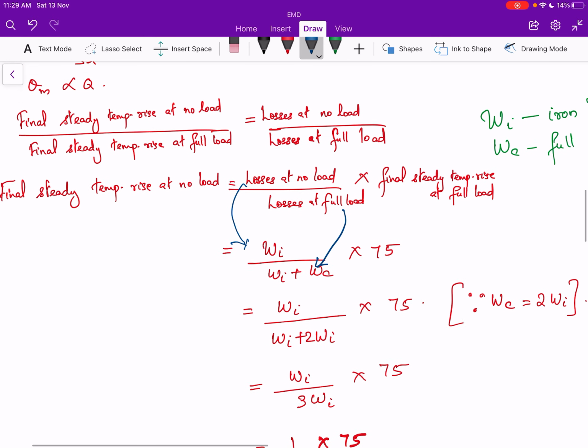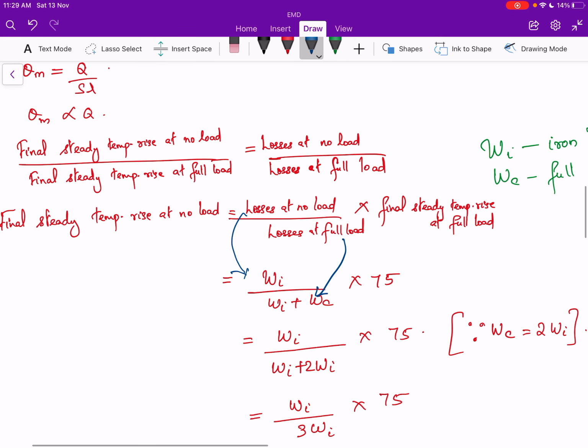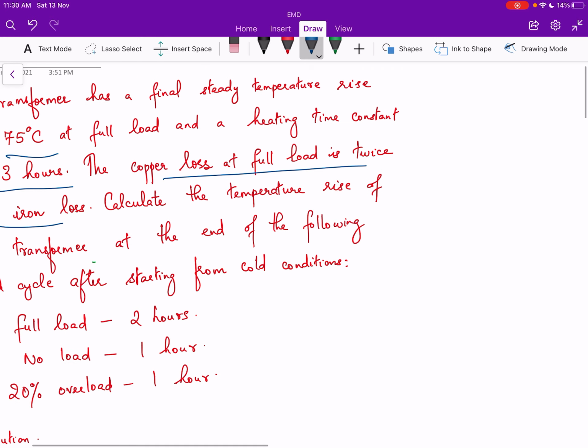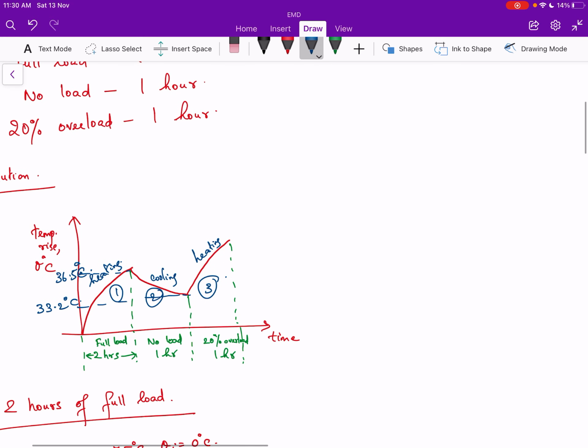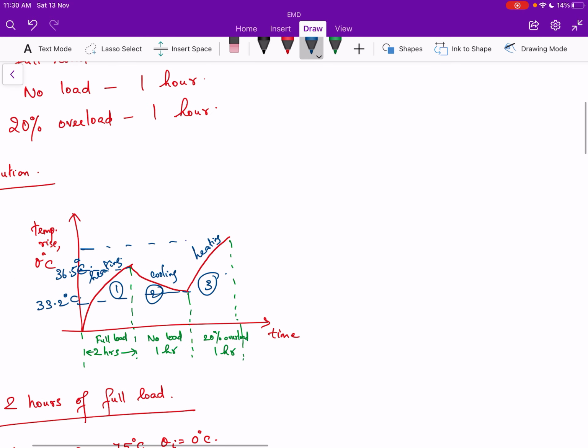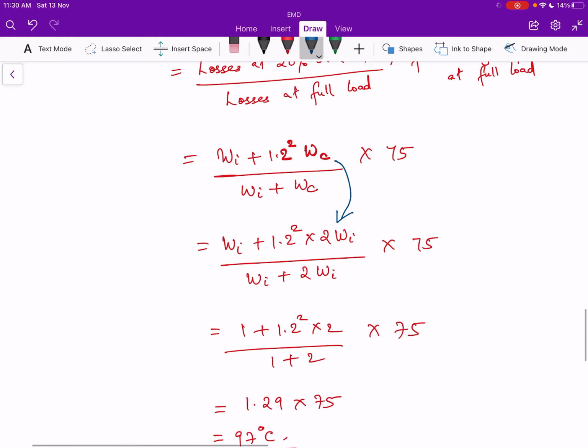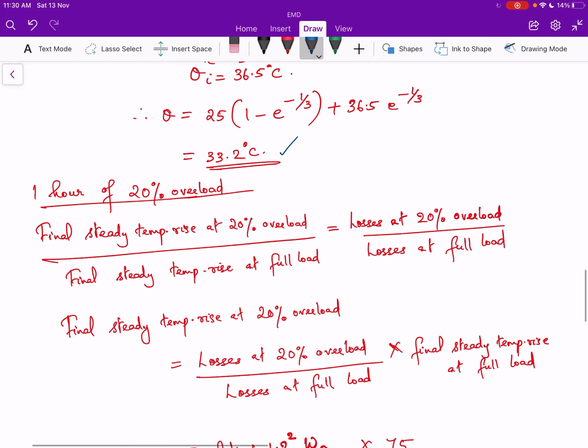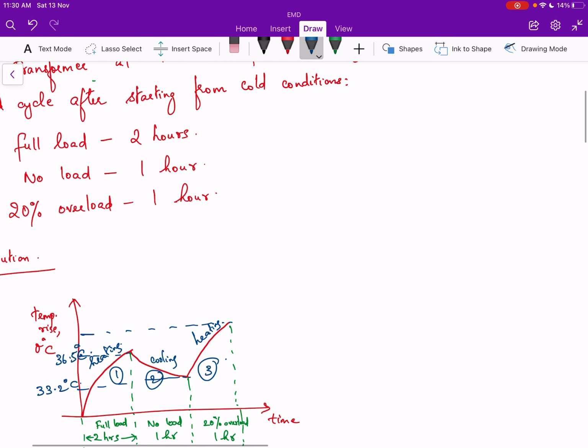In this portion also, that is in the no load portion also, we are taking this relation Wc is equal to 2 times Wi. So the temperature rise at the end of the load cycle will be equal to, we have got that as 51.3 degrees Celsius.